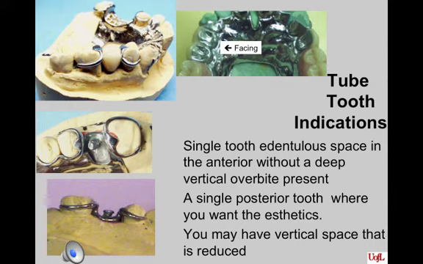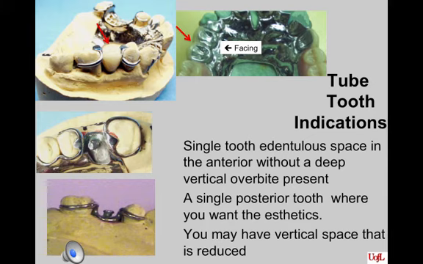A tube tooth can be used for a single tooth edentulous space in the anterior, so long as there's no deep vertical overbite present. It is also indicated for a single posterior tooth, where you want aesthetics. Notice that the occlusal of the posterior tube tooth is white acrylic versus the facing, which has a metal occlusal.